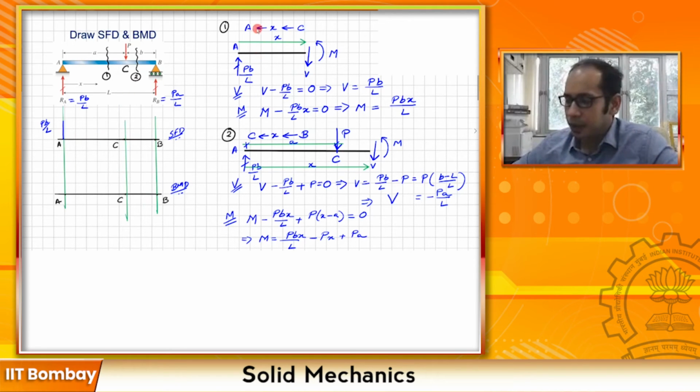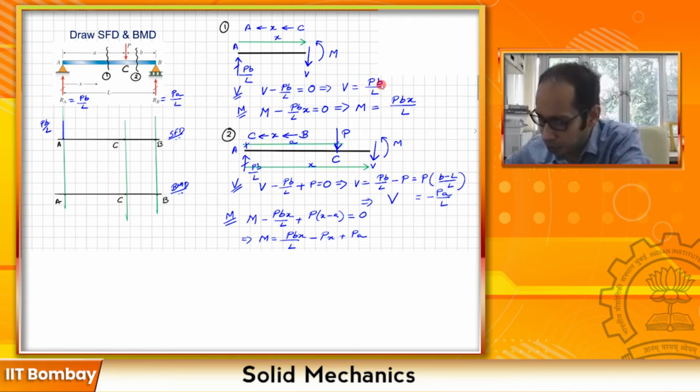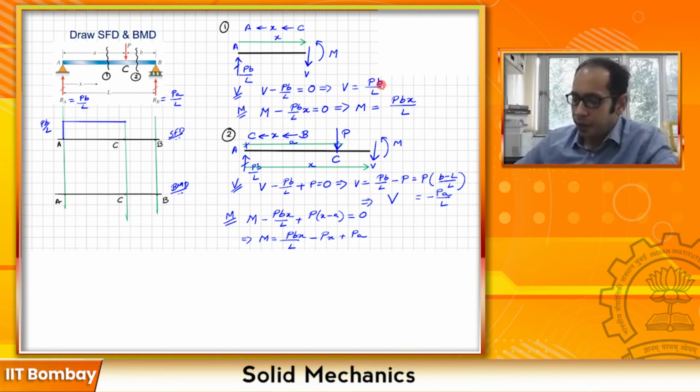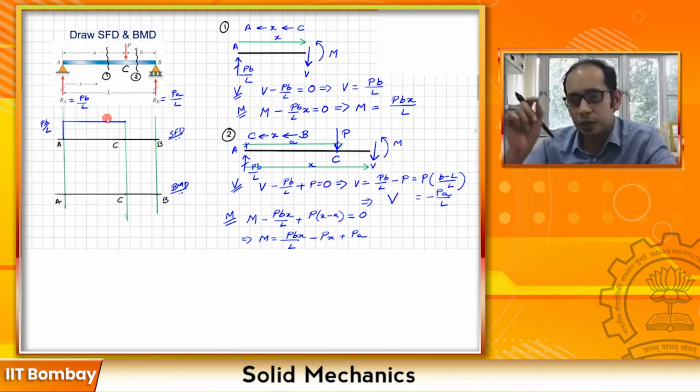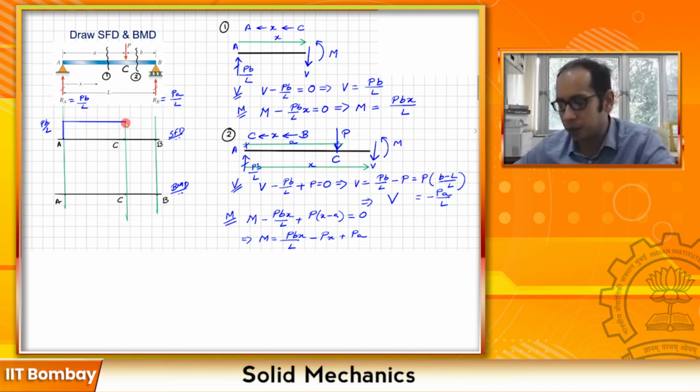Now interestingly, when x is from A to C, there is no change in shear because it is independent of x. So from A to C, it is going to have a constant value. Now, just after you cross the point C, remember, the earlier expression is valid just to the left of C, because here you have this discontinuity of P that is acting. So when you're just to the right of C, the value of V drops to minus Pa divided by L. So it becomes negative over here.